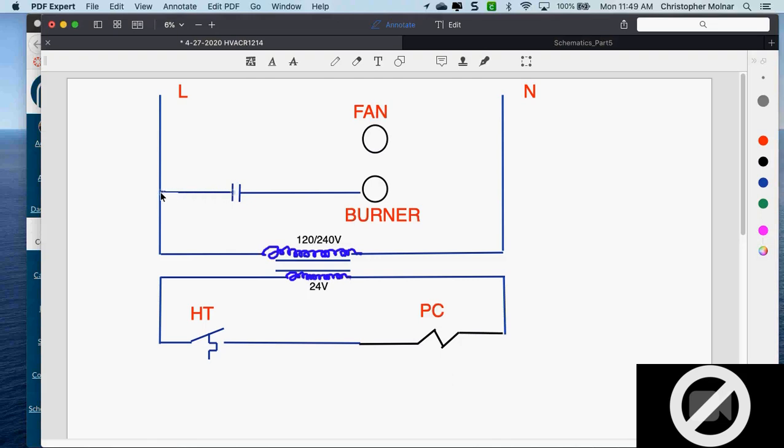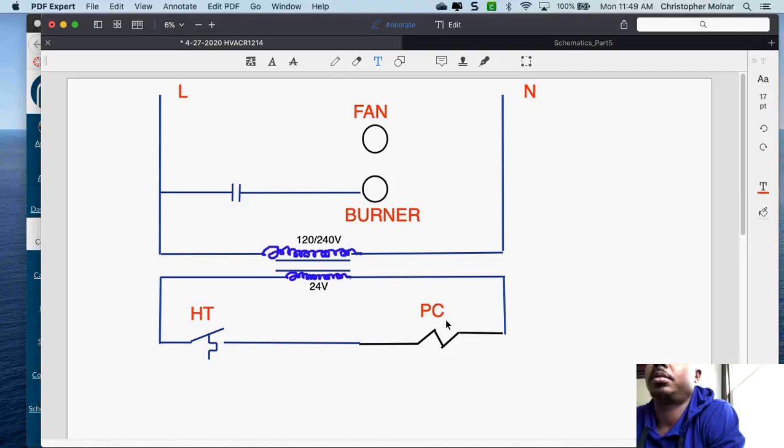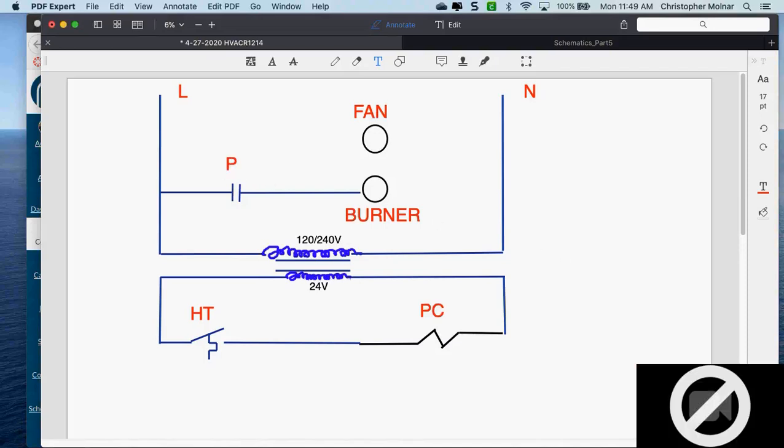What's that contact labeled? Normally open. Anybody else? Well, if my relay coil is labeled PC, what does my contact have to be labeled? PC1, could be two. PC, could be PC1, okay?